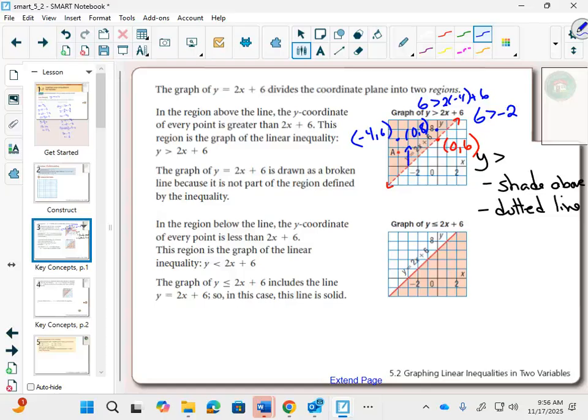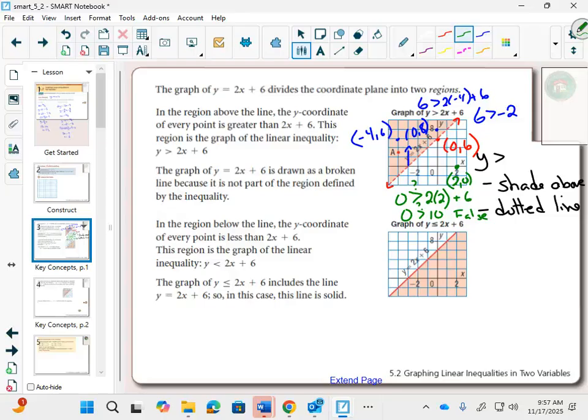Like if I tried here, this green point, 2, 0. If I plug in 0, I have a question mark here. 0 for y and 2 for x. Is 0 greater than 10? False. And that's why that point is not in the shaded region. So in graphing inequalities, we graph the line like normal, but sometimes it's dotted and sometimes it's solid.